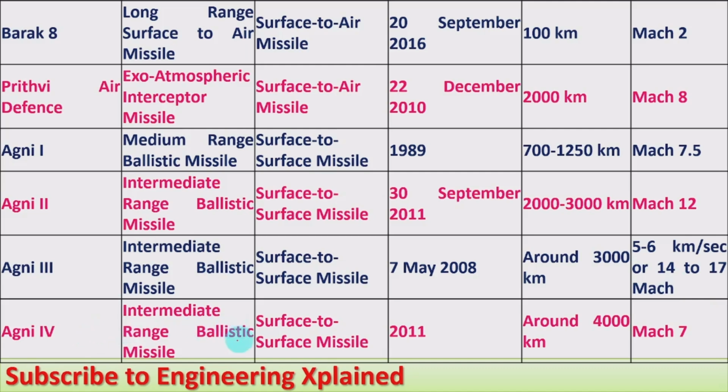Agni 4 intermediate range ballistic missile, surface to surface missile it is, and it is launched in the year 2011, around 4000 km its range. It is higher and Mach 7 is its speed.